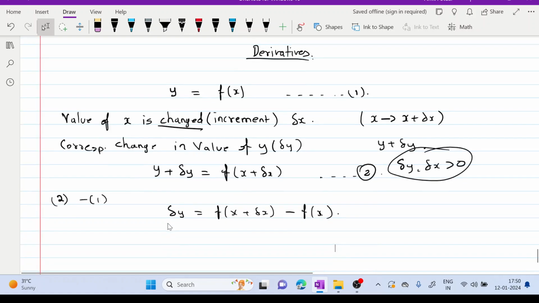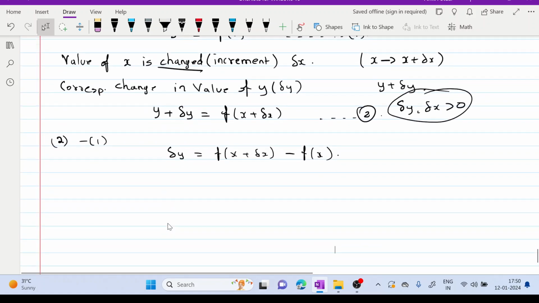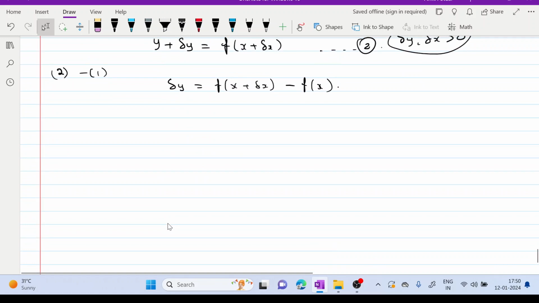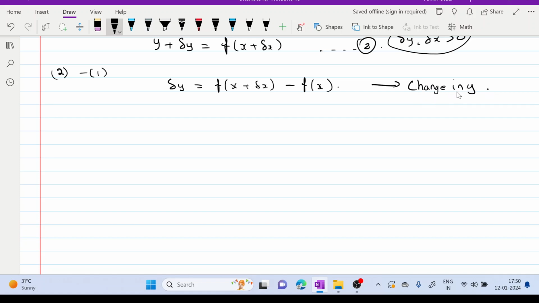Now, if I divide this equation by delta x, remember what this delta y is representing. Delta y, which is equal to f of x plus delta x minus f of x, represents the change in value of y. That's what it is representing. So if I divide it by delta x, I get delta y by delta x is equal to f of x plus delta x minus f of x divided by delta x.